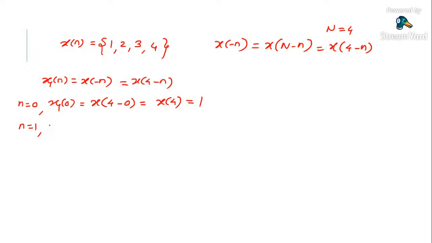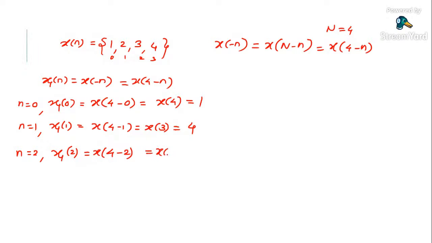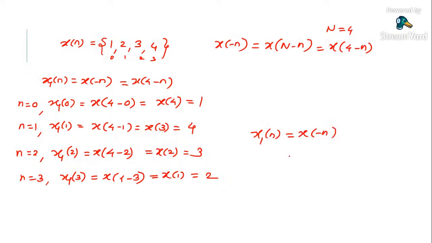Then n is equal to 1. x1 of 1 is equal to what? x of 4 minus 1, that is x of 3. What is x of 3? 0, 1, 2, 3, that is 4. Then go for n is equal to 2. x1 of 2 is equal to x of 4 minus 2, so it is x of 2. What is x of 2? 3. And for n is equal to 3, x1 of 3 is equal to x of 4 minus 3, which is x of 1. What is x of 1? 2. Now what is the answer you got as x1 of n? This is nothing but x of minus n, correct? So the answer you got is 1, 4, 3, 2.